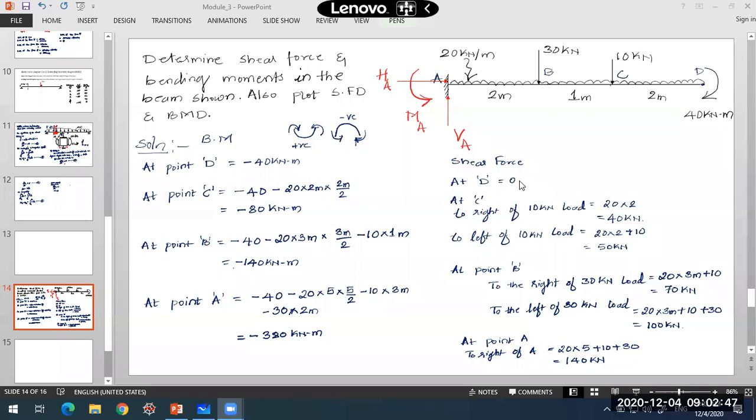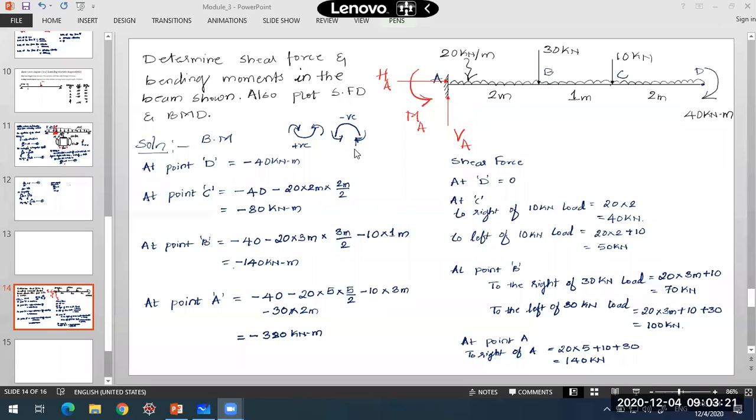These are the shear force values what we have here. At D it was 0, at C 40 and 50. Before I crossed point C it was 40. Once I crossed this concentrated load it increased to 50, and same at B. When I was just right side of that concentrated load at B, the shear force value is 70. When I cross this concentrated load it will increase to 100 kilonewton. At A it is 140, which is equal to this vertical reaction at A.